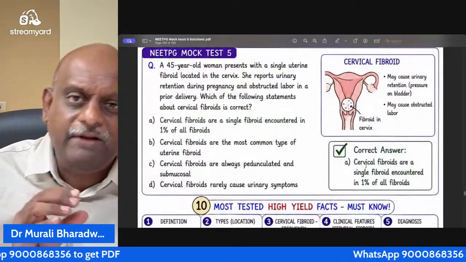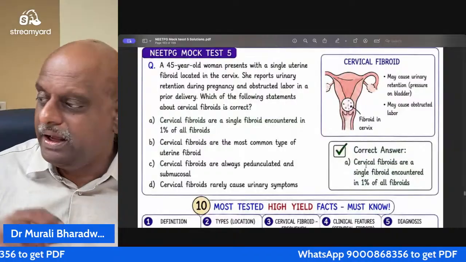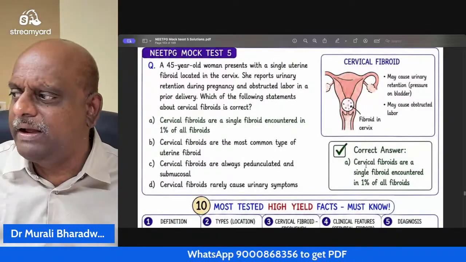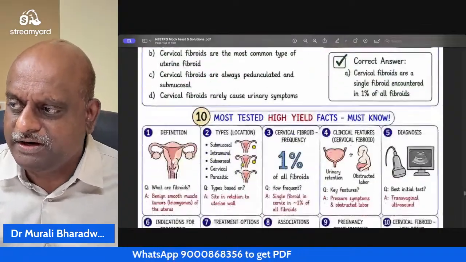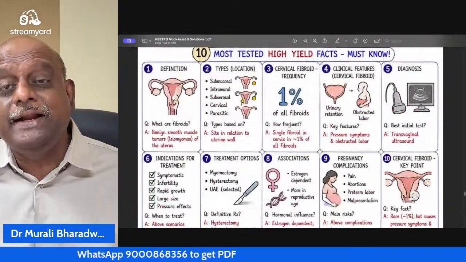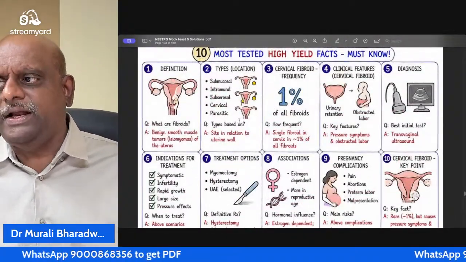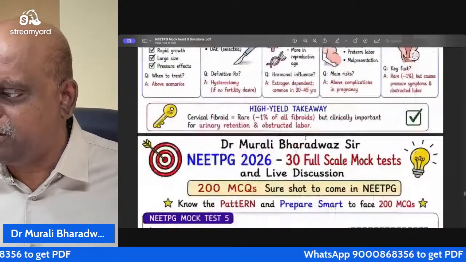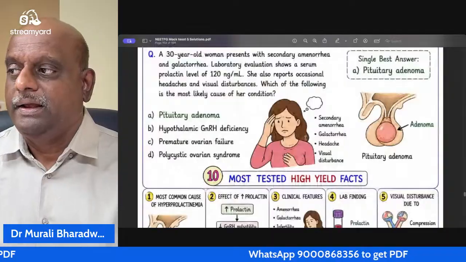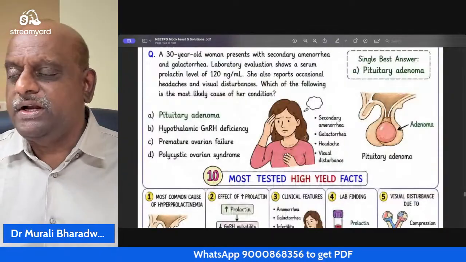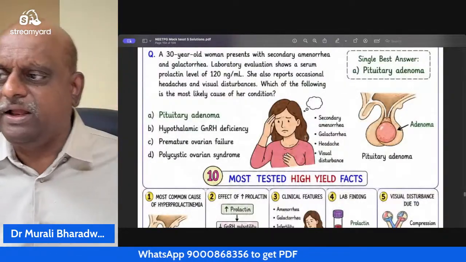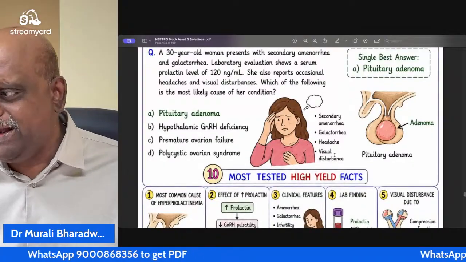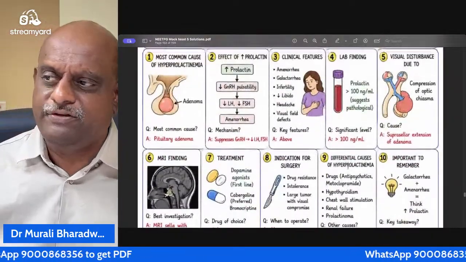So cervical fibroids, they are only 1% of all fibroids. There is a single fibroid which is encountered inside the cervix. So submucosal, intramural, cervical, parasitic, different types. Cervical fibroid is only 1% of all fibroids. Headaches and visual disturbances, you will think of pituitary adenoma. Secondary amenorrhea, galactorrhea, headache, visual disturbance, they are all the classical features.